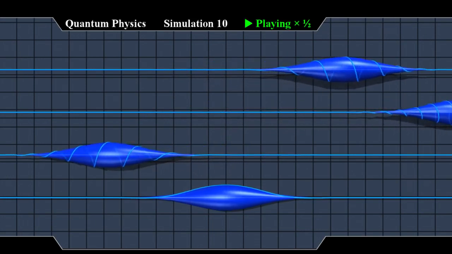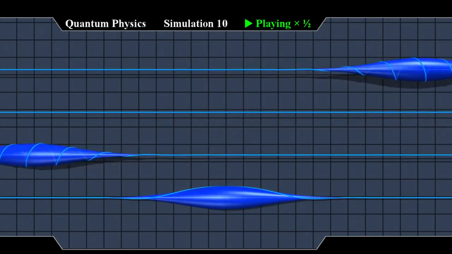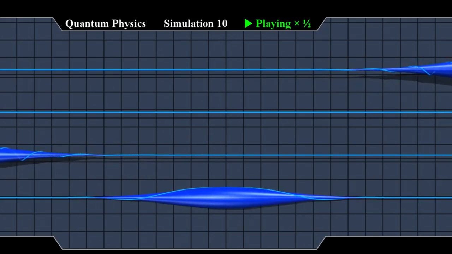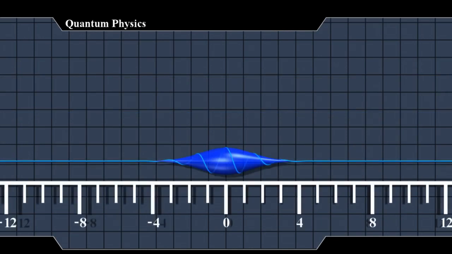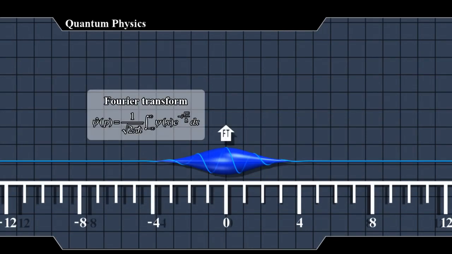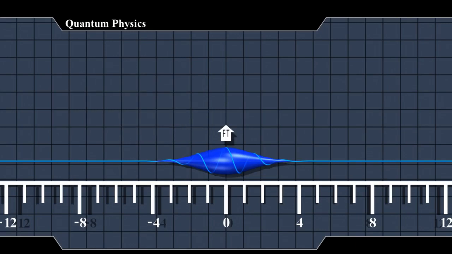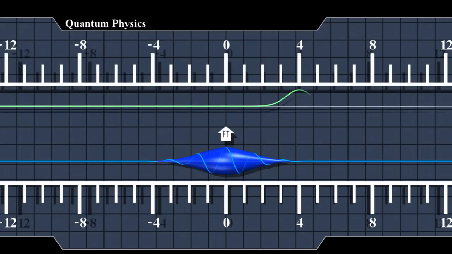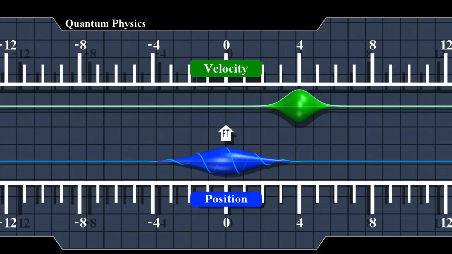The rotations contain information about the particle's velocity, but it's not so easy to interpret. Here's how we make this information more readable. We'll use a mathematical operator called the Fourier transform. It decomposes the wave function into the frequencies that make it up, creating a new wave function. This new function gives us information about the particle's velocity, in the same way the original wave function gave us information about the particle's position.